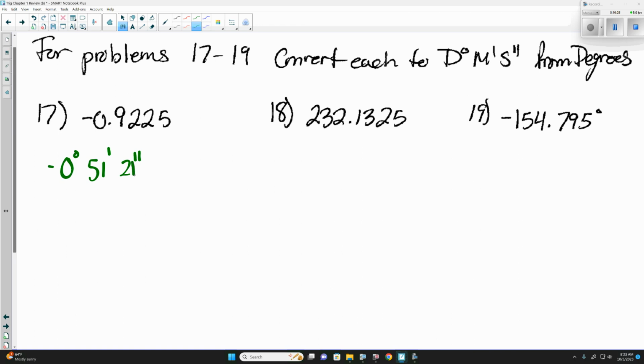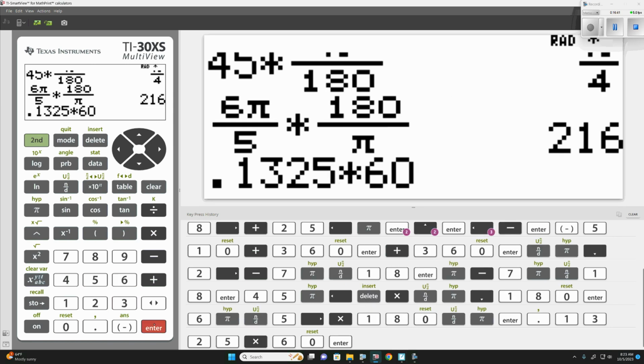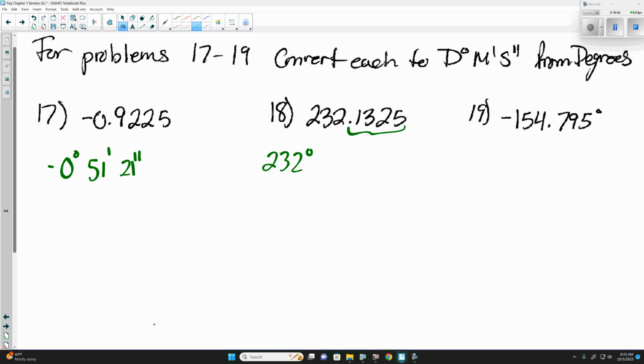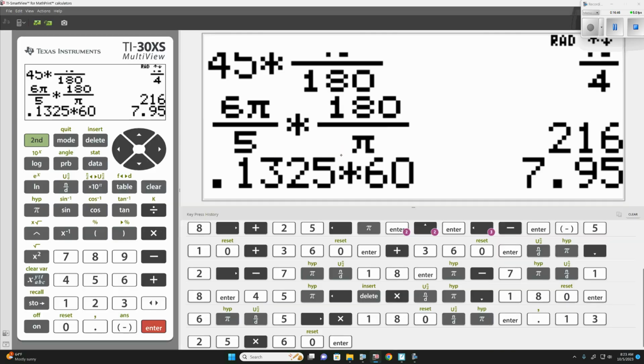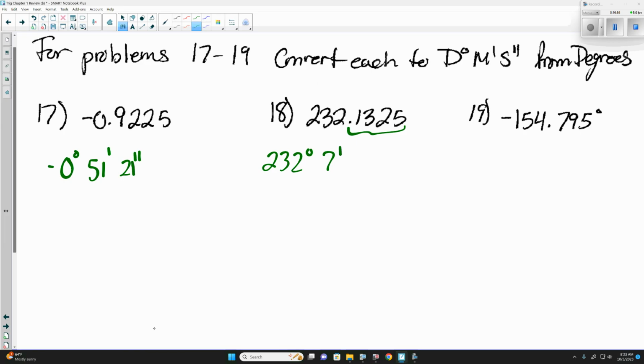So how do we feel about 17, 18, and 19? We're just plugging them in, letting the calculator do it. Because we could go through the process of 232 degrees, 0.1325. 0.325 times 60. Okay, 7.95. 7 minutes. 0.95 times 60. Not 61. 57 seconds. So we get this here, because we're multiplying the decimal by 60 each time to get here.